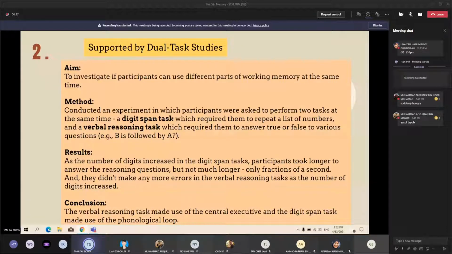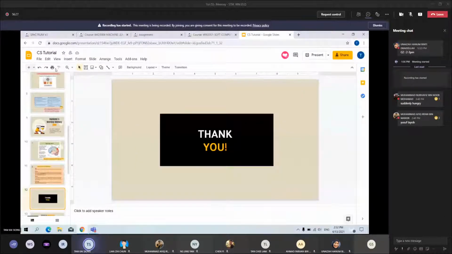So the conclusion is the verbal listening task made use of the central executive and the digit span task made use of the phonological loop. That's all from me. Thank you.